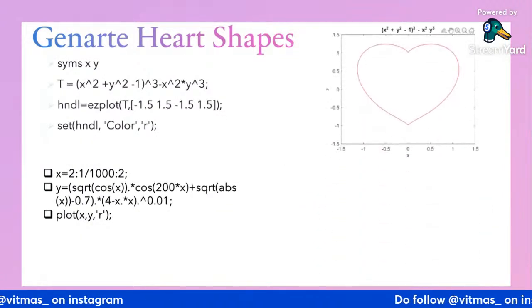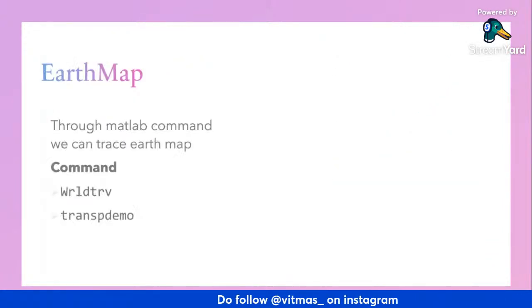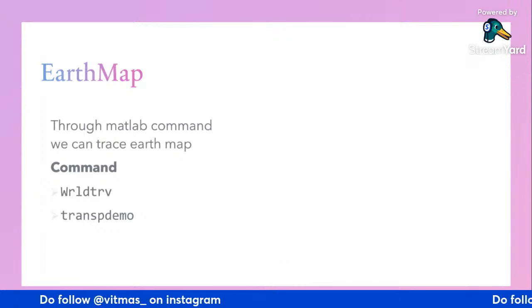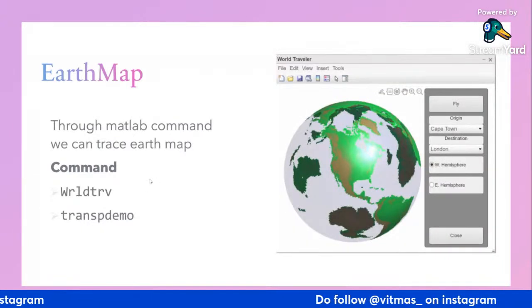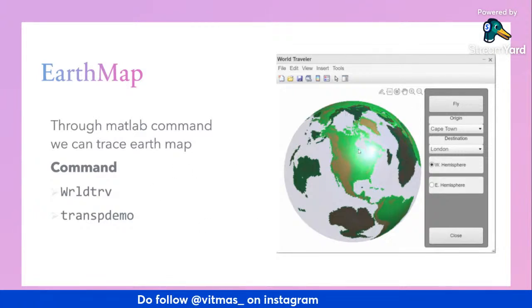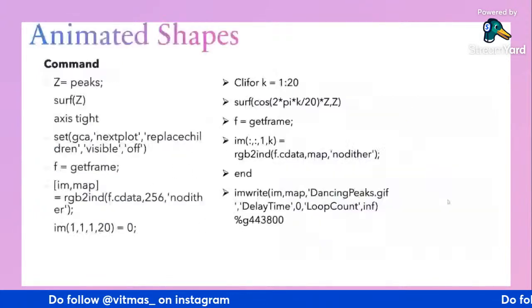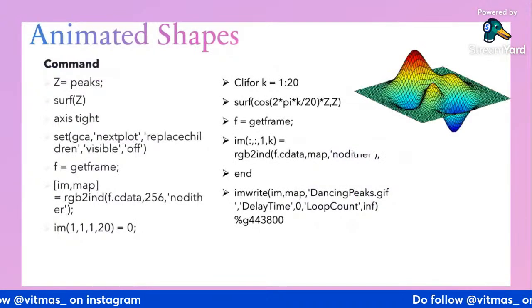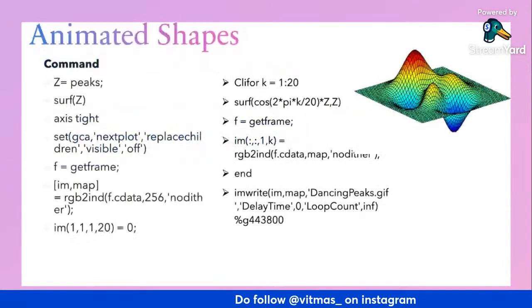And you can generate heart shapes like this, a heart like this, a heart like this. You can have an earth map. You guys would have never thought you can plot an earth map in MATLAB, right? So world TRV trans demo, it shows every single hemisphere and everything. Okay. You can create crazy animated shapes like this. There are different things you can explore in MATLAB.